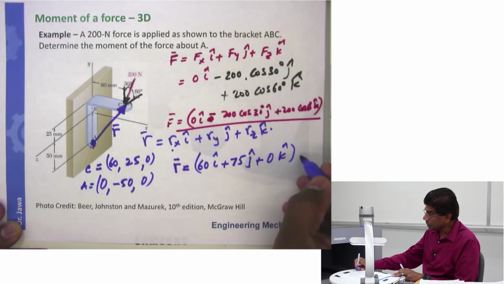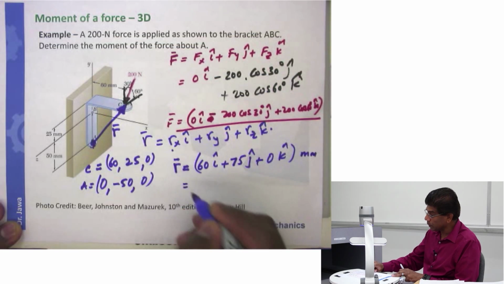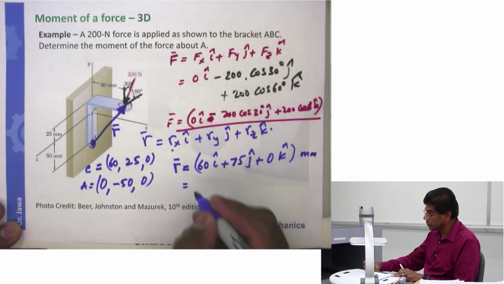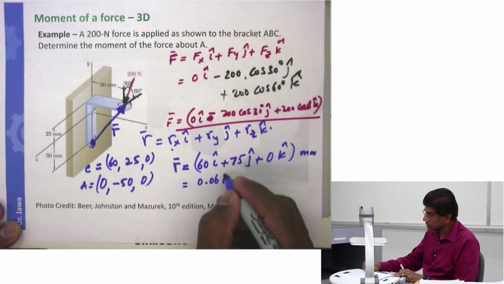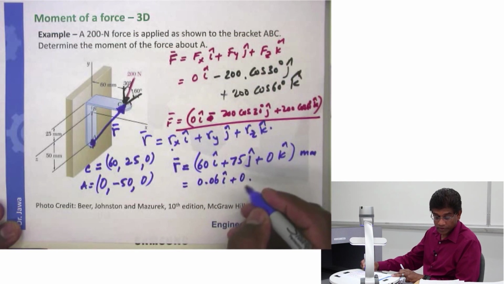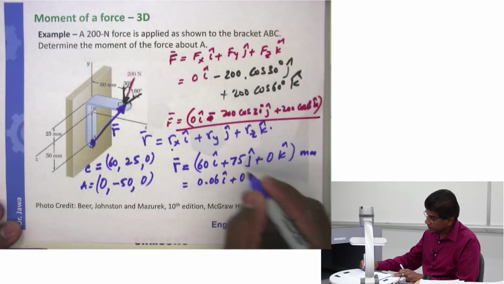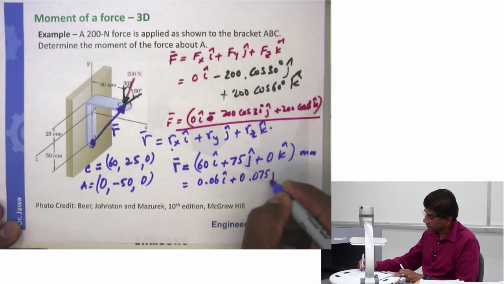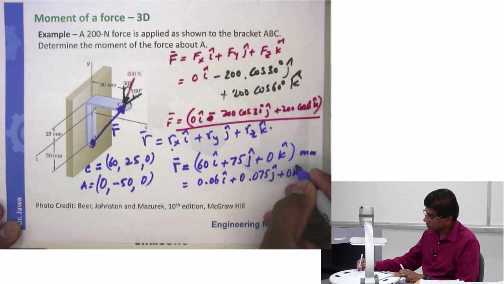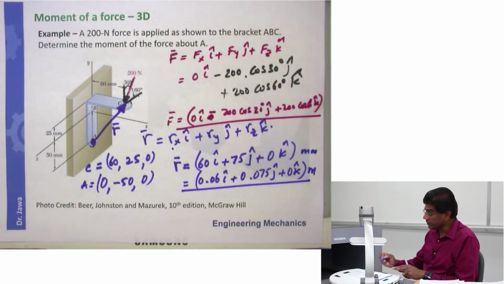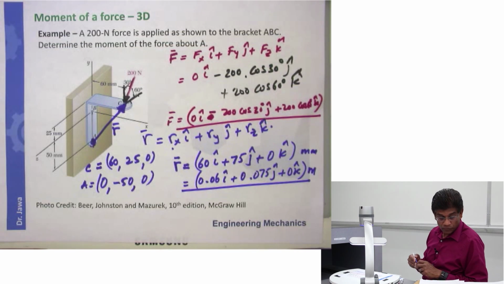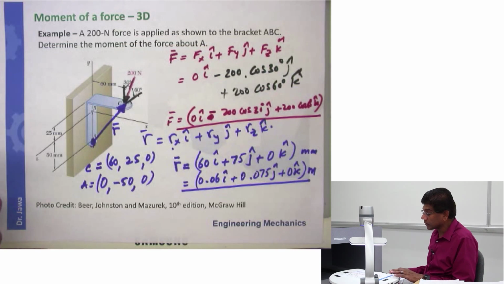Now this is a position vector in millimeter, and if you want to convert that to meter, because we want to calculate the units Newton meters, I believe this is in Newton, so it will be 0.06 i plus 0.075 j plus 0 k meter. So I have my force and position vector written in Cartesian vector form, and if I have that, then all I have to do is find the cross product.